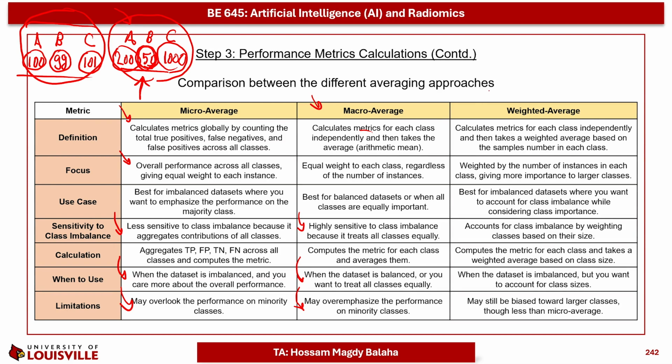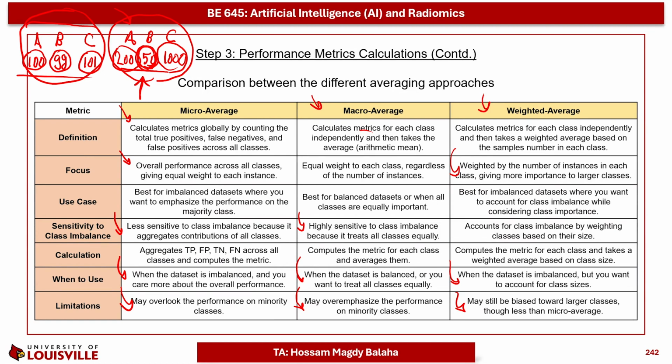The last one is weighted average. Here we are multiplying by the weight, or taking the weighted average based on the number of samples in each category. And the weight here gives more importance to larger classes, so we can use it with imbalanced datasets, and it can also be used for balanced datasets, but it may still be biased toward larger classes, unlike micro average.